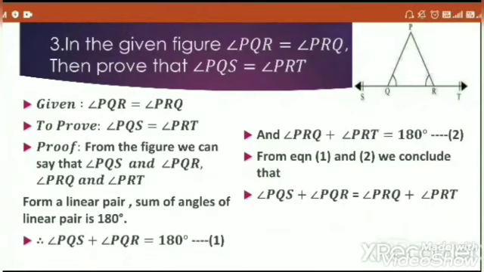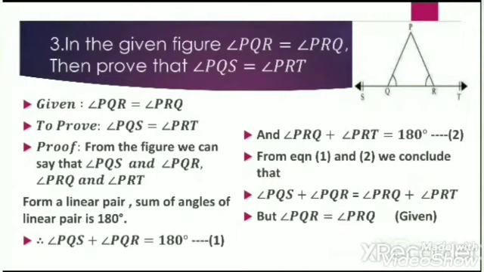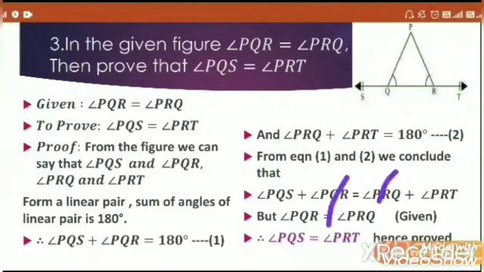Next, what are the things they have given? Just observe, PQR is equal to PRQ. This we have got, they are equal. If they are equal, they get cancelled from both sides. What is left? Only PQS is equal to PRT. Therefore PQR is equal to PRQ, which is given, so PQS is equal to PRT, because these get cancelled. This is the proof of that question. Okay, we have proved it, hence proved.